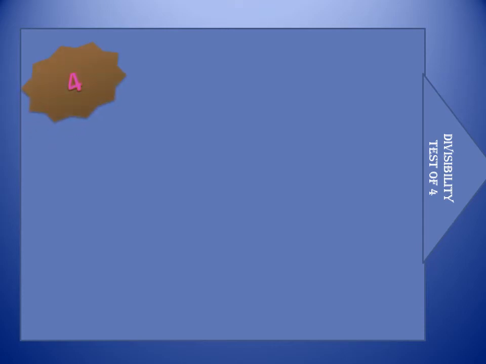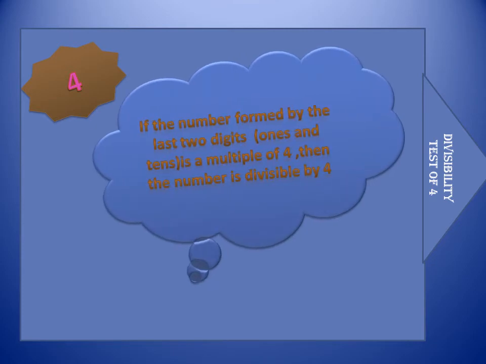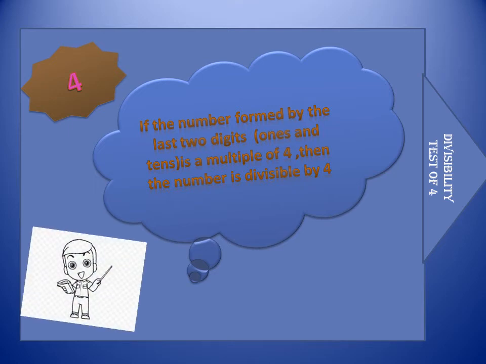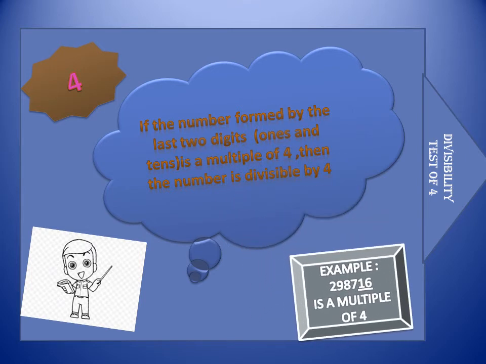Let us check for some more divisibility tests. The divisibility test of 4. In the given number, we have to see the last 2 digits, that is ones and tens. If those 2 digits alone form a multiple of 4, then the number is divisible by 4. For example, you can have a look at this number, 298716.